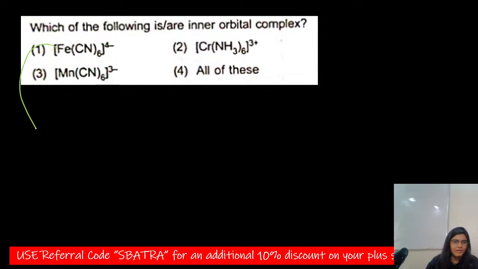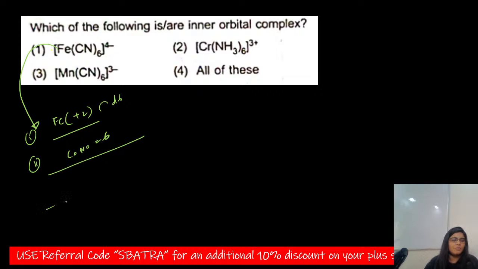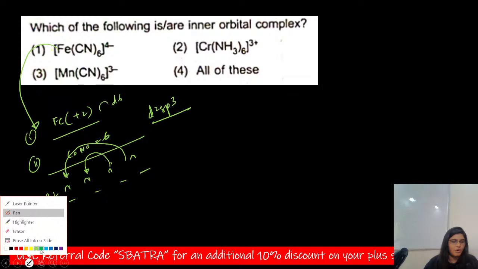If I calculate, the oxidation state of iron is +2. First point, that means it's a d6 system. Second point, the coordination number is equal to 6. We have to fill 6 electrons: 1, 2, 3, 4, 5, 6. It's a strong field ligand, so yes, we can do pairing of electrons. We need two vacant d orbitals, so both these electrons will be paired. That's how we get d2sp3 hybridization. So this is an inner orbital complex.